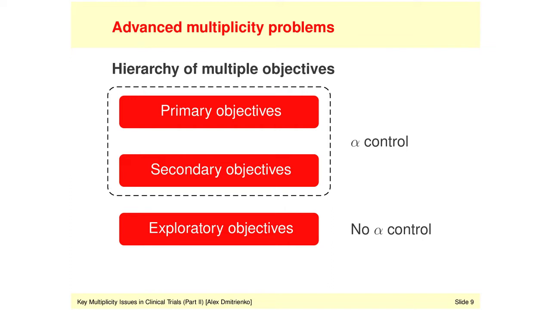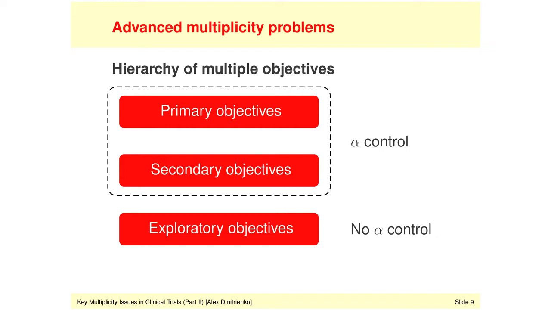And when the overall type 1 error rate or alpha is controlled with respect to the pre-specified primary and secondary objectives, this can be accomplished using appropriately defined gatekeeping strategies. We will talk about this later in this module and in other modules. So this alpha control can be used to justify the inclusion of the secondary findings in the product label.